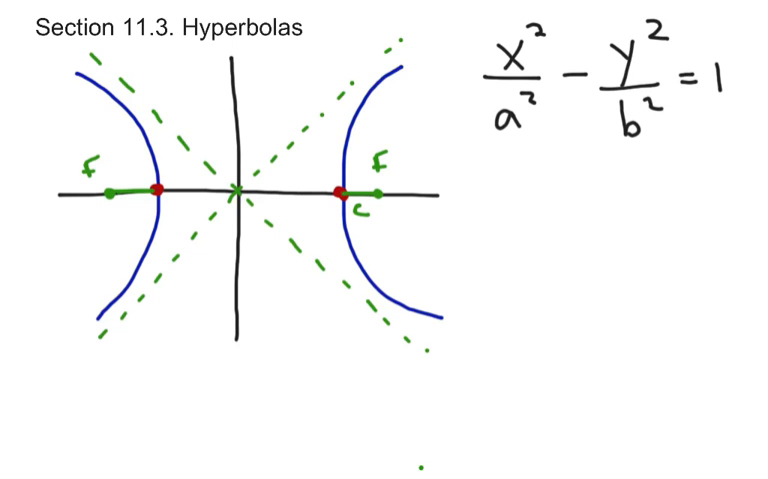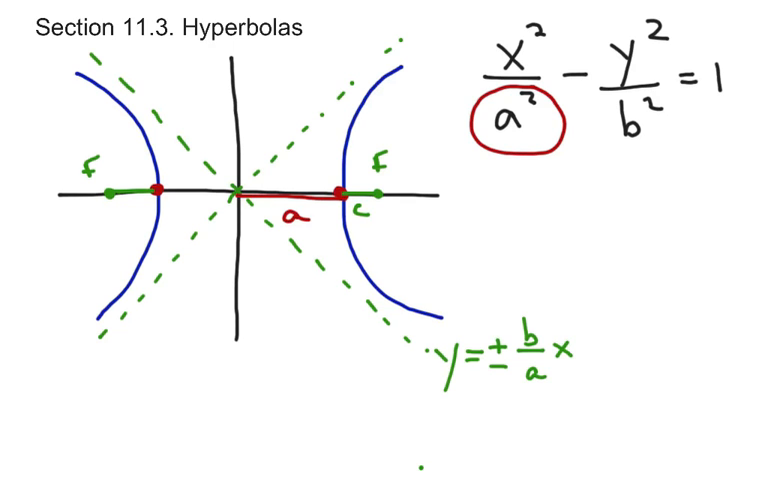We're going to say that the vertices are a units away from the center. So if you know what a squared is, you can take the square root of it, and you know how far to the left and right of center to put your vertices. We'll talk about b in a second. The asymptotes have the equation y equals plus or minus b over a x, where b and a are gotten from the equation.